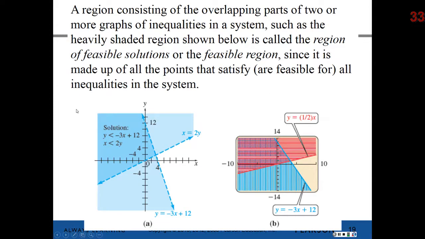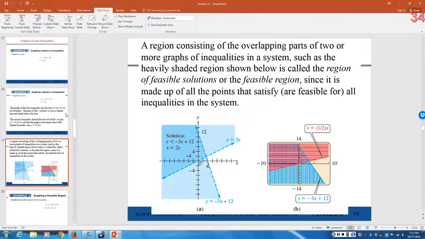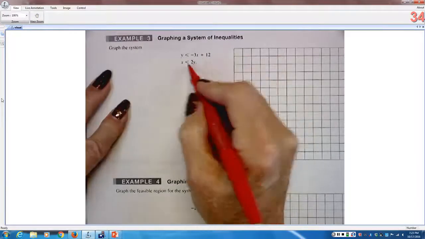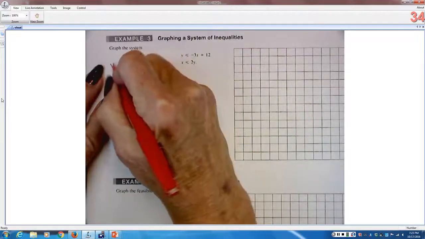So ultimately, this is where we're going to wind up. But I'm going to walk you through the steps of how we're going to get to this. Okay? So here's what we do first. We're going to graph y equals negative 3x plus 12.